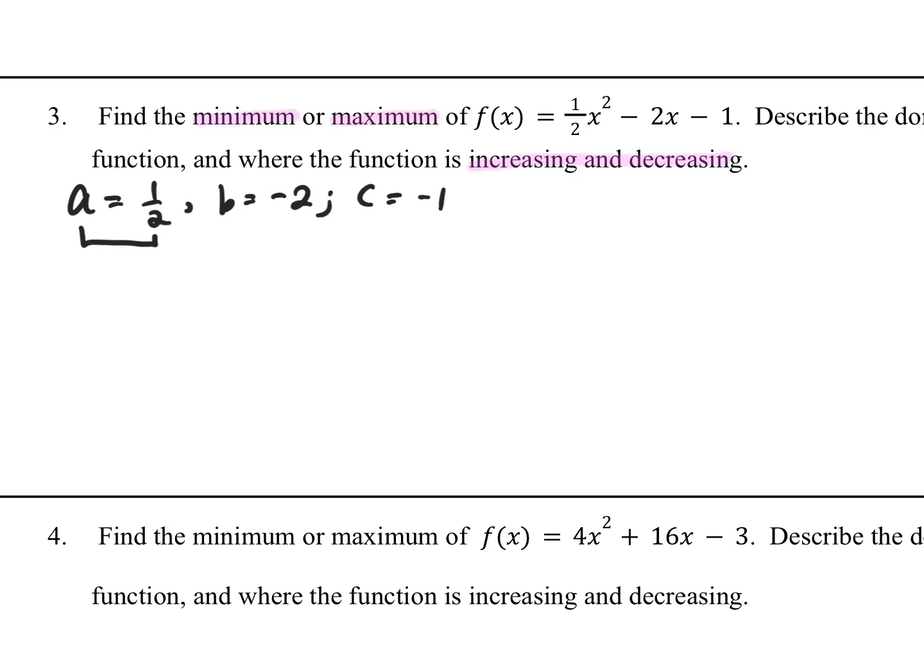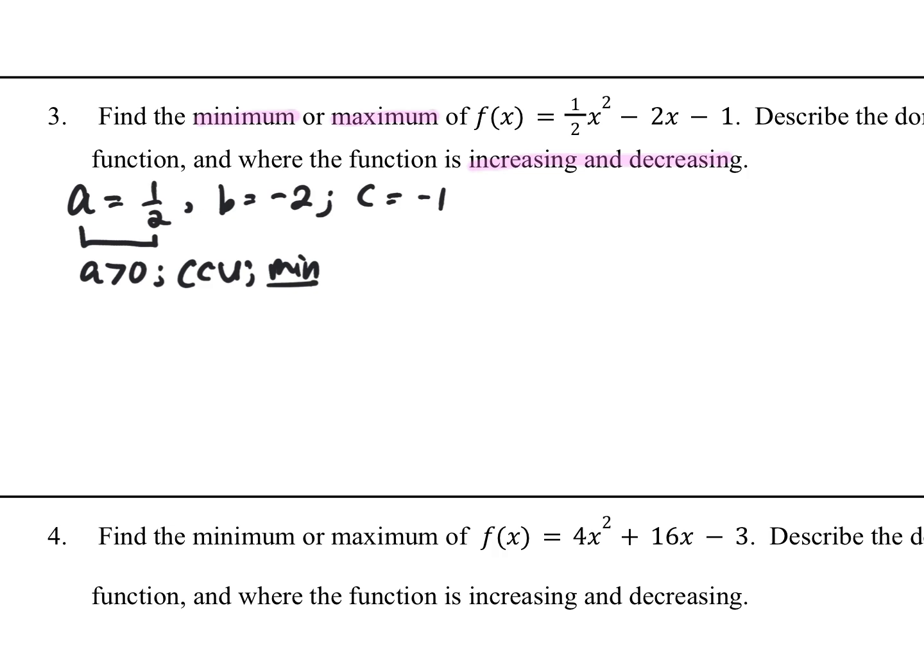Now, let's look at our A here. Our A is greater than 0. It means that it's going to be concave up. And when it's going to be a concave up, then we're going to have the minimum value, okay? So we're going to have minimum in here.